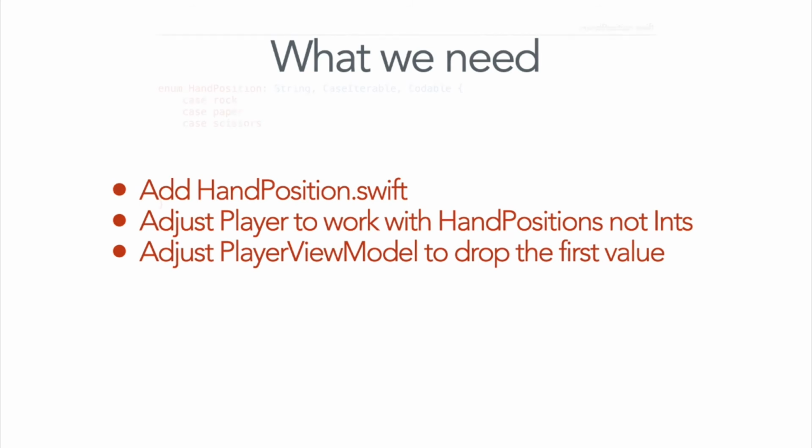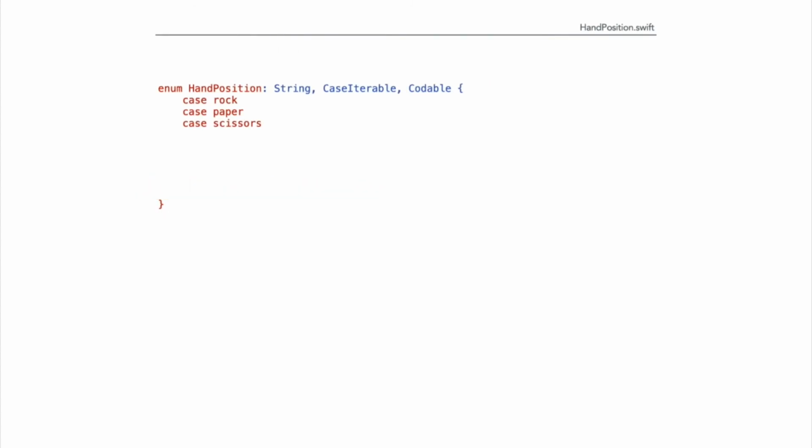So let's start with hand position. Hand position has three cases: rock, paper, scissors. It also knows how to create itself from an int.